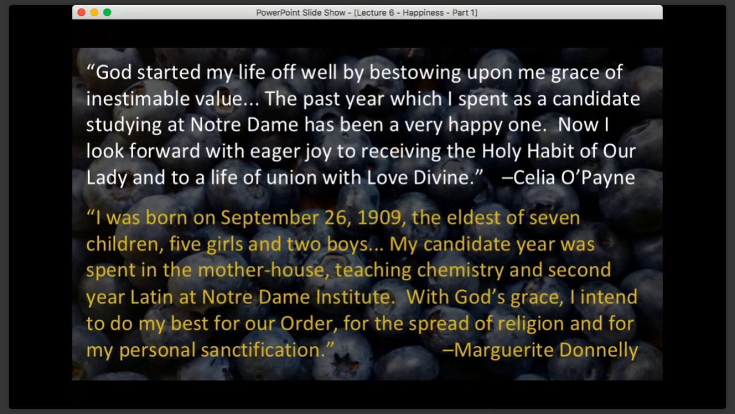I was born on September 26, 1909, the eldest of 7 children, 5 girls and 2 boys. My candidate year was spent in the mother house, teaching chemistry and second-year Latin at Notre Dame Institute. With God's grace, I intend to do my best for our order, for the spread of religion, and for my personal sanctification. Marguerite Donnelly.